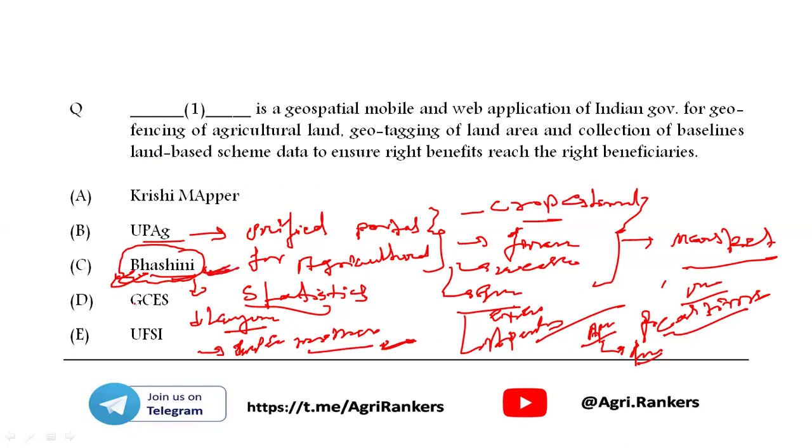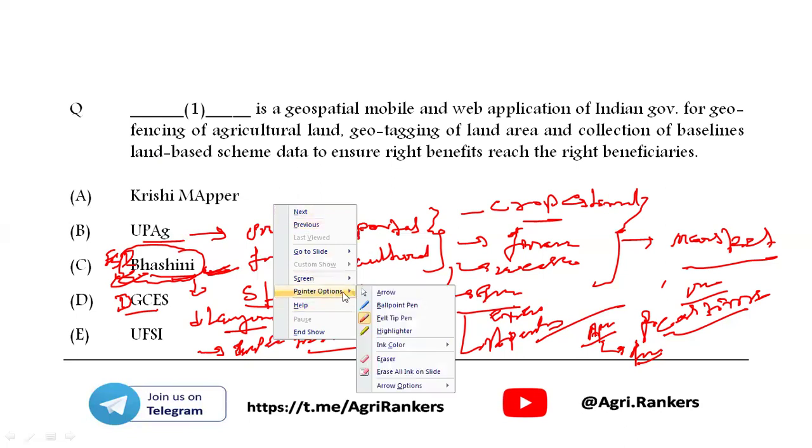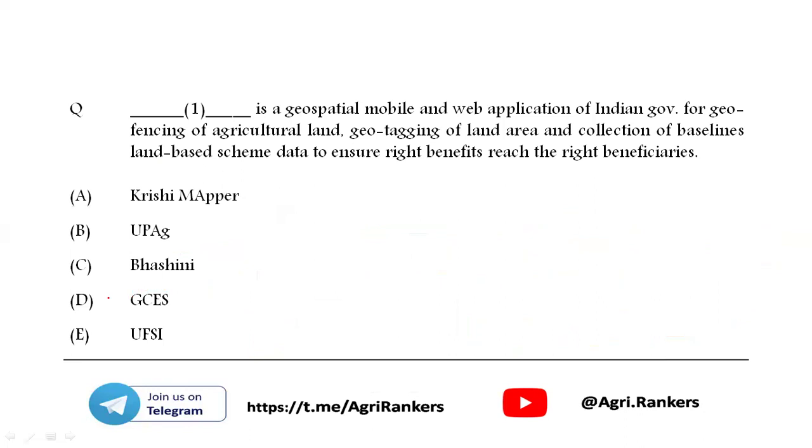Okay, this is related to ESI, economic and social issues. The third one is DGCES. It means Digital General Crop Estimation Survey. Let me explain this also. This is also important. Digital General Crop Estimation Survey.